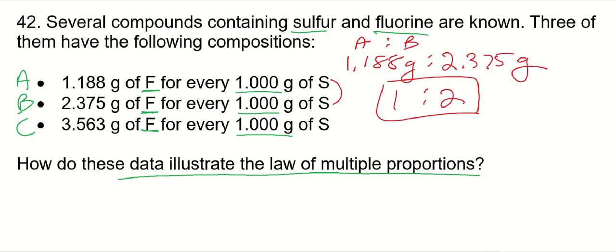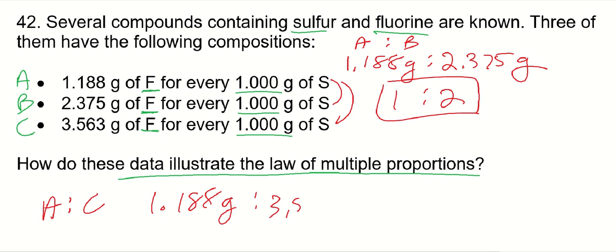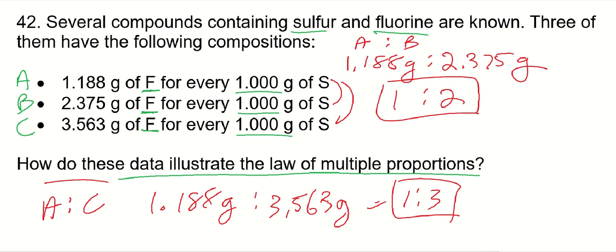So let's go to A to C now. A to C, the ratio, let's check it out, is going to be 1.188 grams to 3.563 grams. You can pull out your calculator, and that's going to be 1 to 3. All right, so another simple whole number ratio between A and C.